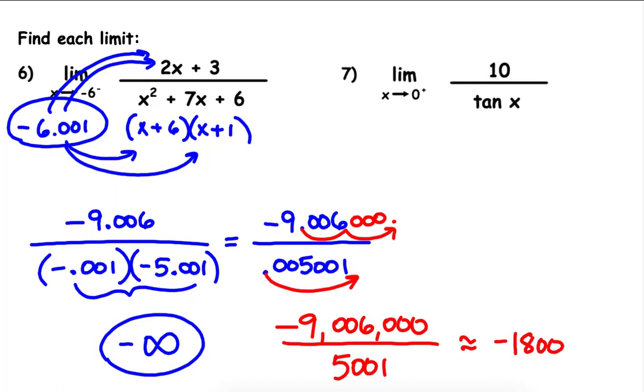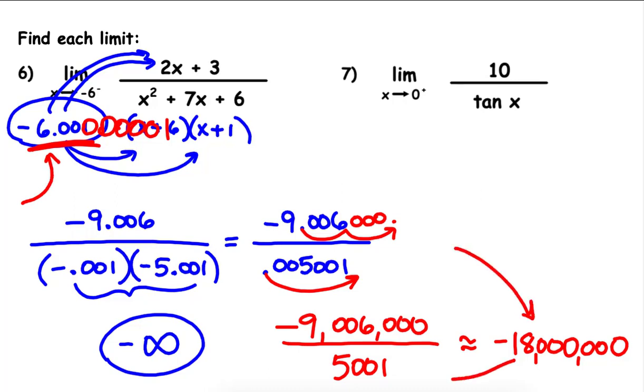Now, I realize that negative 1,800 is a far cry from negative 1,000,000, but what if instead of negative 6.001, you put in negative 6.0001? Well, you'd be closer to negative 18,000. And the more zeros you put in here, the more zeros you're going to get here. And I think it's easy to see where you're headed. The closer and closer and closer you dare to get to negative 6, the closer and closer and closer your answer is going to be to negative infinity.